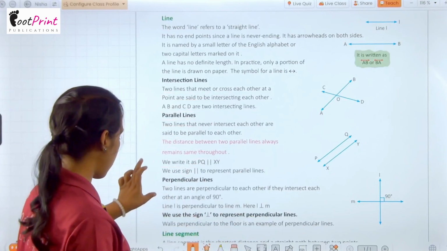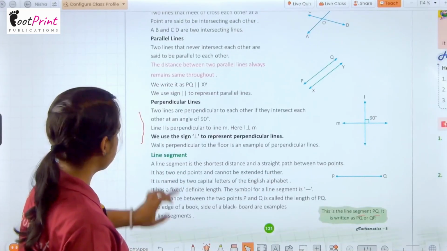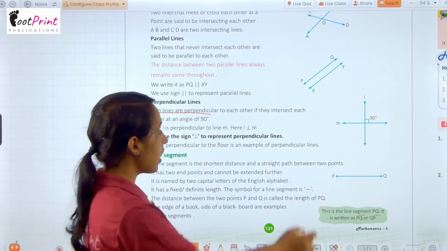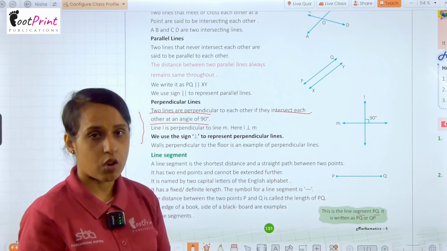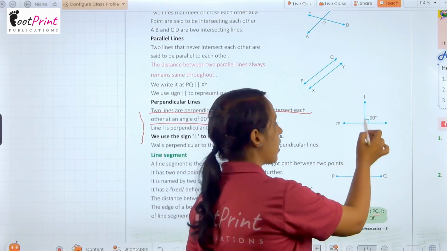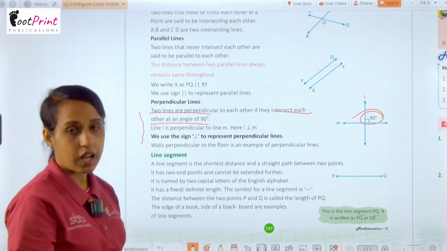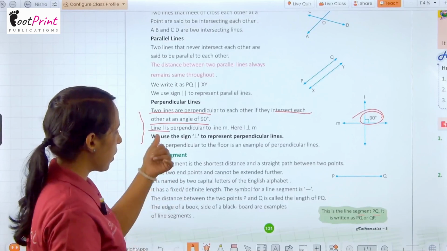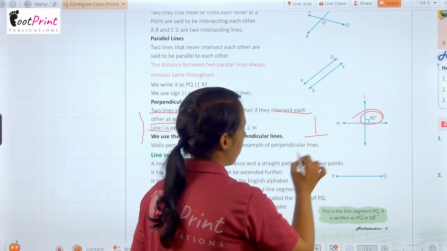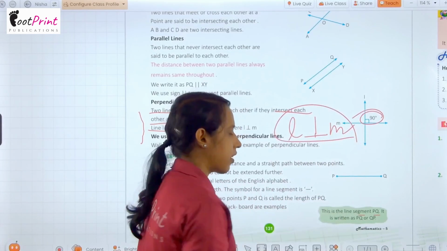Now we have perpendicular lines. So what are perpendicular lines? Let's see here. Two lines are perpendicular to each other if they intersect each other at an angle of 90 degrees. So perpendicular lines are also intersecting lines, but they intersect at an angle of 90 degrees. So we will say they are perpendicular lines. So line L is perpendicular to line M, and for perpendicular we use this symbol. Okay, so we can write line L perpendicular to line M like this. Okay.